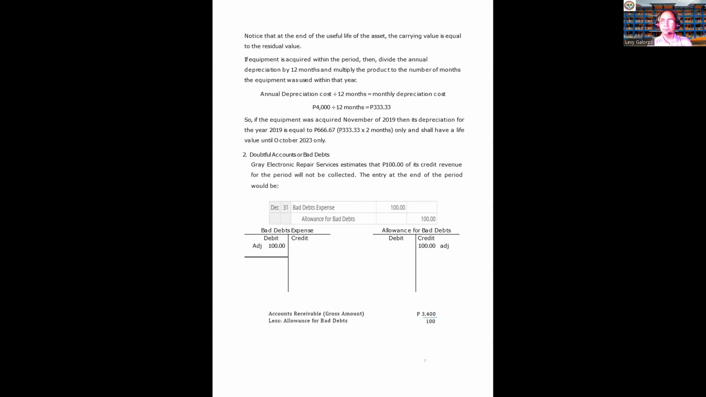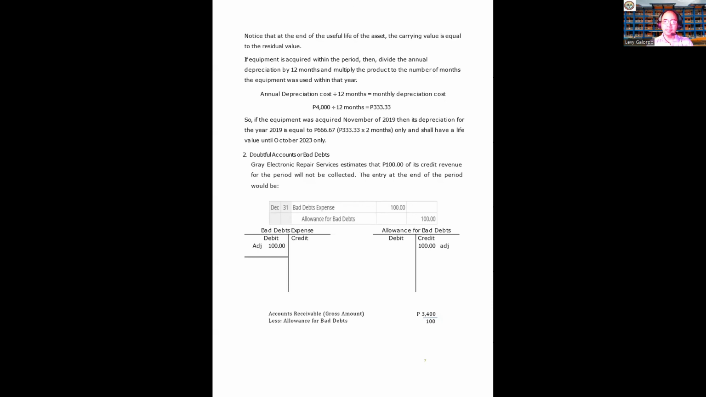Tandaan nyo guys, no? Sa balance sheet, kung 0 residual value na si particular asset, kinakailangan pa rin nating makita siya sa balance sheet. Pero magkano ang ilalagay mo? Hindi siya 0, kundi 1 peso. Para lang ipakita na yung particular asset na yun ay existing pa. Kaya ilalagay natin ang 1 peso.